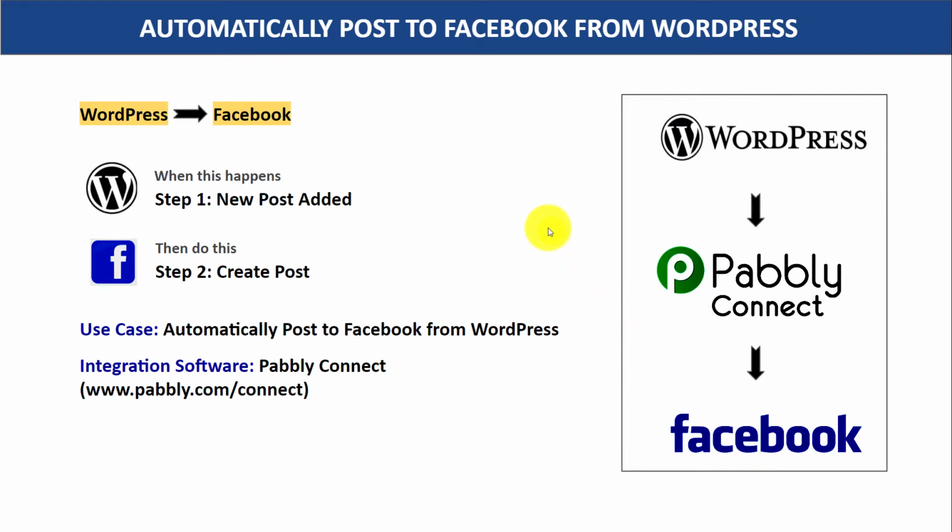So here I would suggest that you bring in some automation so that whenever a new post is added on WordPress, it automatically creates that post on Facebook. So in this video, we will be using Pabbly Connect to integrate WordPress and Facebook. The best part of using Pabbly Connect is there is no need for coding skills or programming knowledge. It can be done easily. Let me show you with an example.